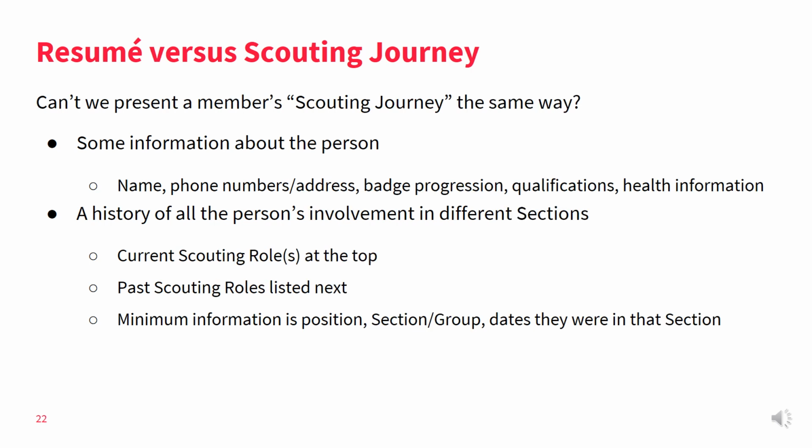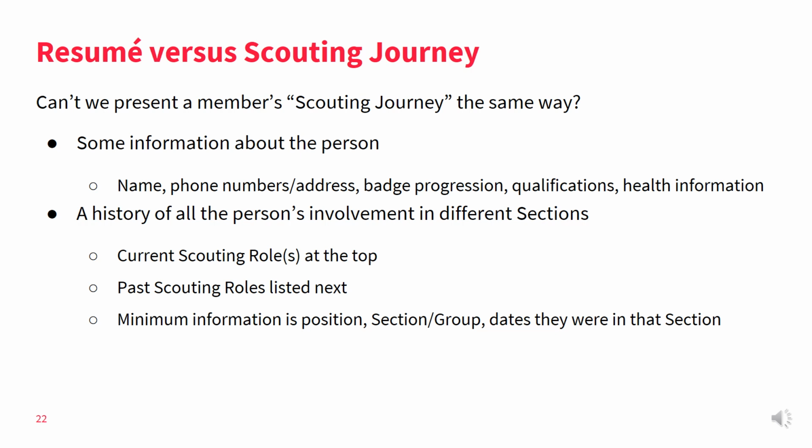And it's starting to feel like scouting information could be presented the same way, because we've got some information about you as a person. We've got your name and phone numbers, your qualifications, your badge progression. These are all things about you and what you've accomplished so far. How have you accomplished that? Well, that's listed through the history of your involvement in different sections. We might put the current scouting roles at the top and all of your past scouting roles after that.